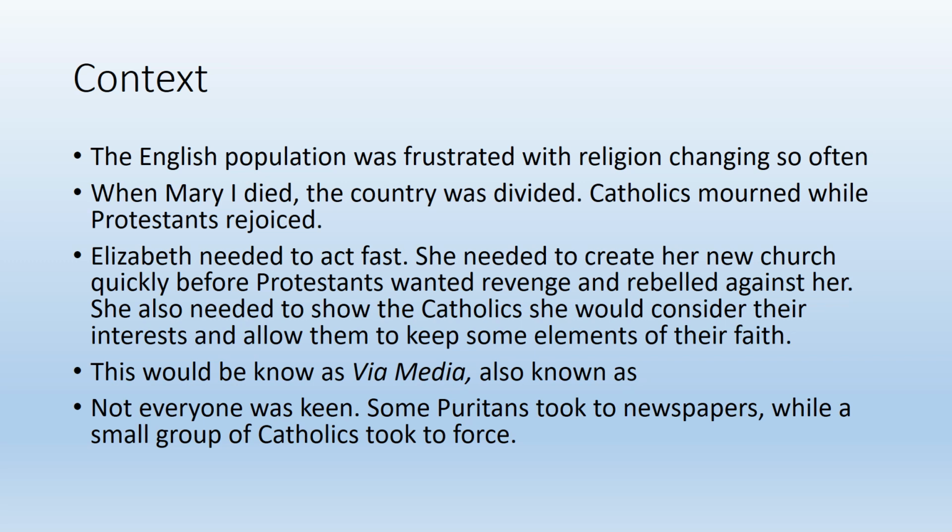So Elizabeth had to act really quickly. What she had to do was make a new church before the Protestants wanted revenge and rebelled against her, because these Protestants might feel as though they were abandoned under the rule of Mary and no one was trying to help them. In doing so, they might be angry and they might act out towards Elizabeth. She also had to show the Catholics that she would consider their interests and allow them to keep some elements of their faith. Now, this would be known as Via Media, also known as the Middle Way approach.